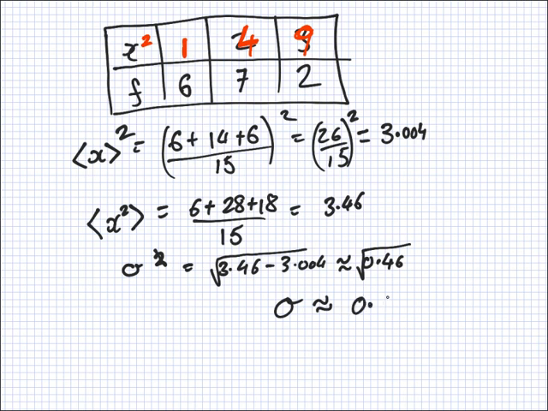Oh, sorry, it gets bigger, not smaller. 0.678, roughly. There's not much difference here. You can see how convenient having this method is compared to the first formula, right? It's a lot easier to be working with.